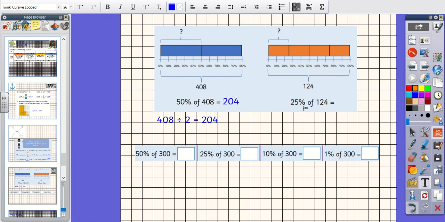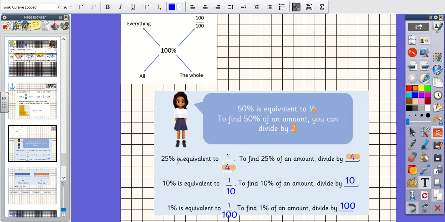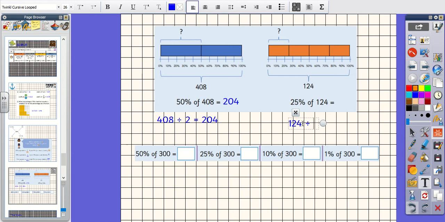Here then, it's asking for 25% of 124. So it is asking us for 124 divided by, let's have a look, 25% divide by 4. So we are dividing by 4 equals. So you may want to do short division, or you may want to do it in your head.